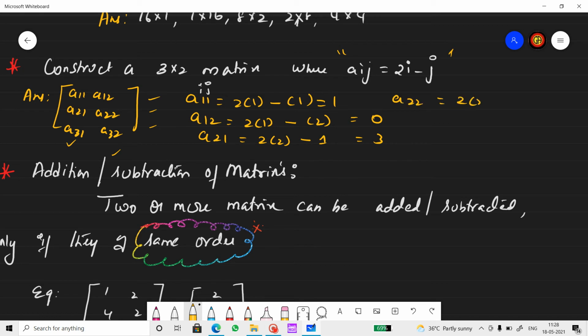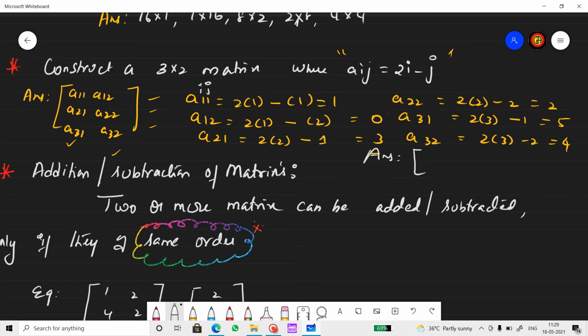Then A22 will be 2 into 2 minus 2. So that's 2. And A31, which is 2 into 3 minus 1, 6 minus 1, 5. Then A32, which is 2 into 3 minus 2, so 6 minus 2, 4. Now put that into a matrix form. So the answer is 1, 0, 3, 2, 5 and 4.